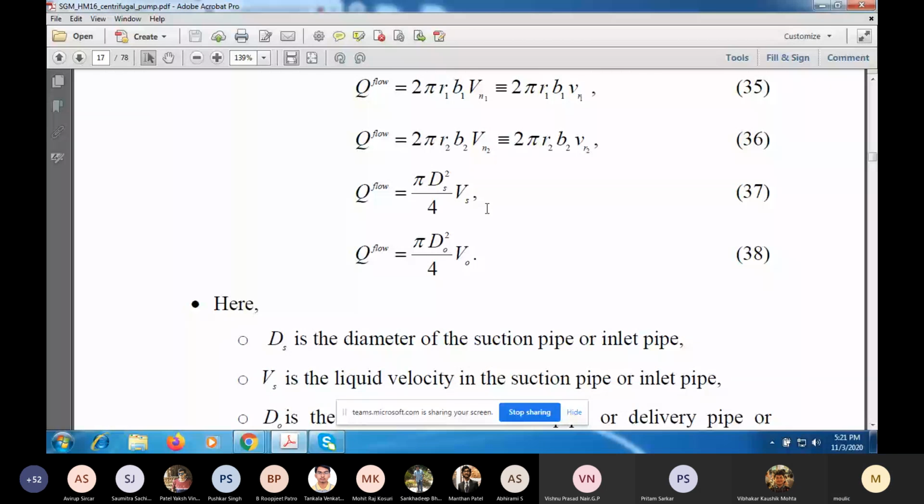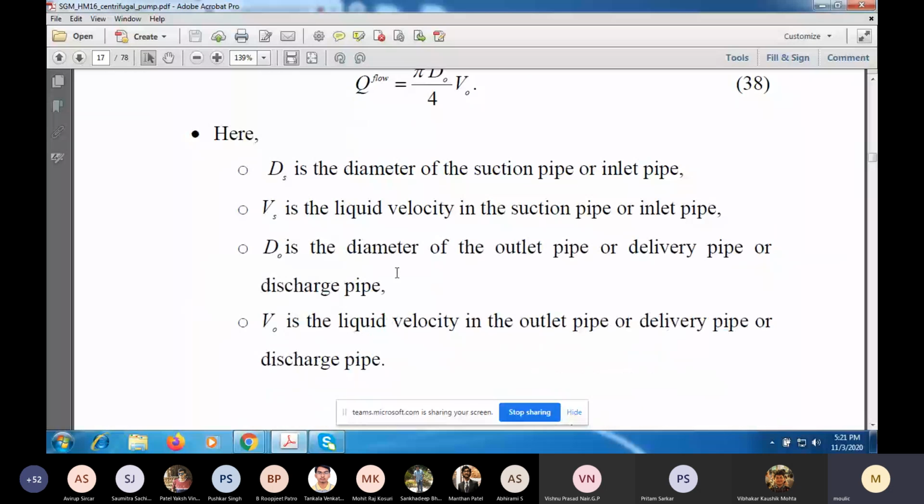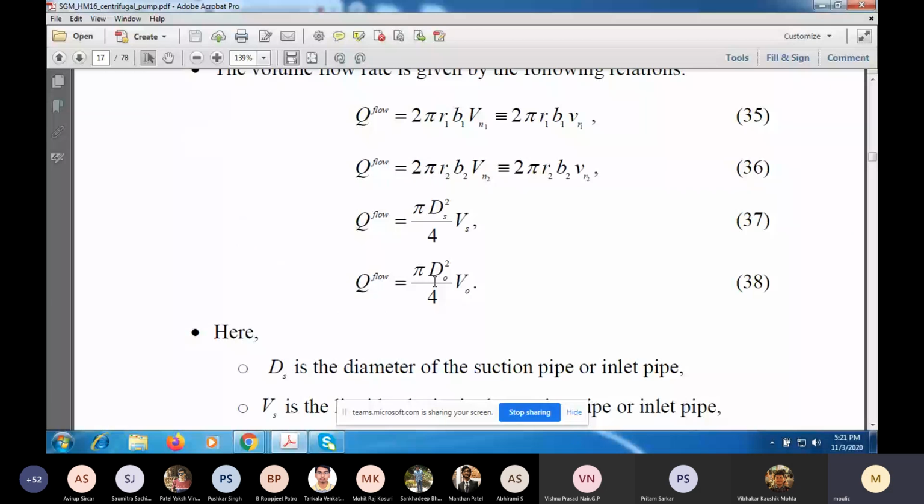Similarly, if you say do is the diameter of the outlet pipe, the outlet pipe is also referred to as a delivery pipe or discharge pipe. And if vo is the liquid velocity in the outlet pipe, then you have an analogous expression for the volume flow rate. So the same flow rate will flow through the suction pipe and the discharge pipe.